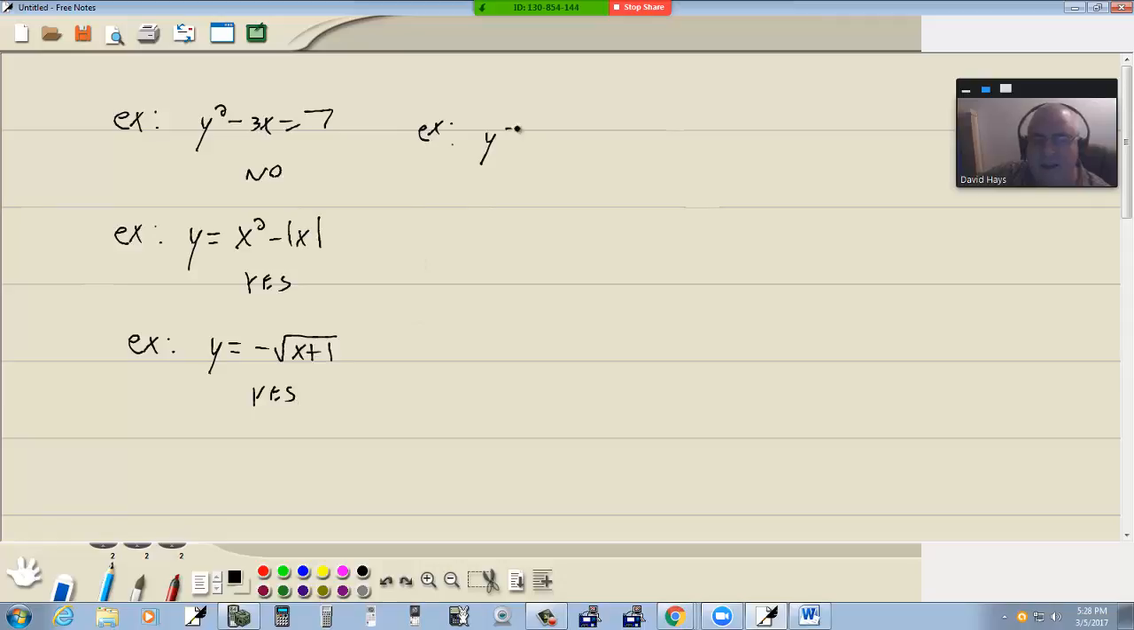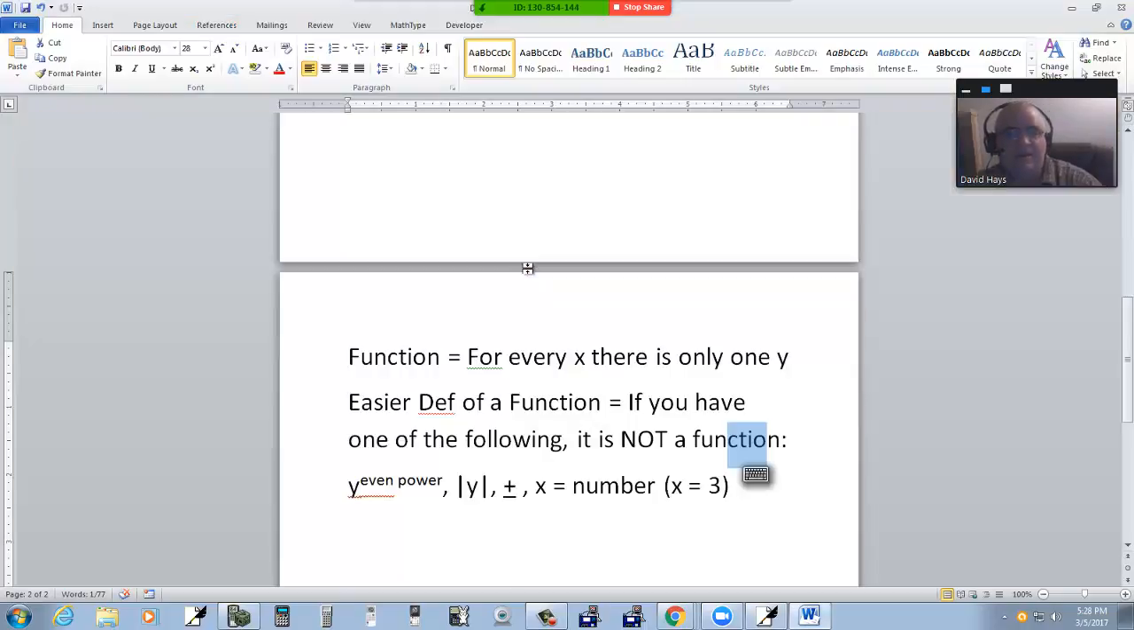On the other hand, if I had y is equal to plus or minus square root of x plus 2, for example, the fact that we have the plus or minus symbol means no, this is not a function. So again, these items you see right here are the exclusions. These are the ones we cannot have.